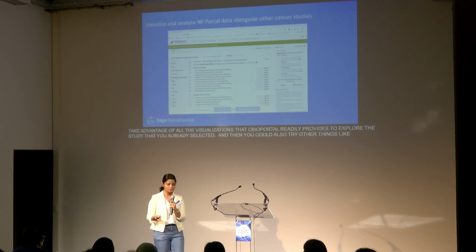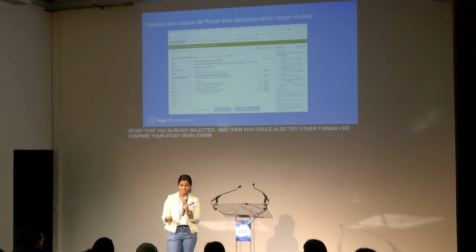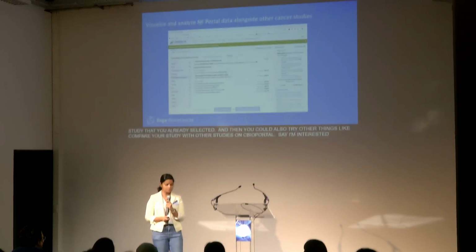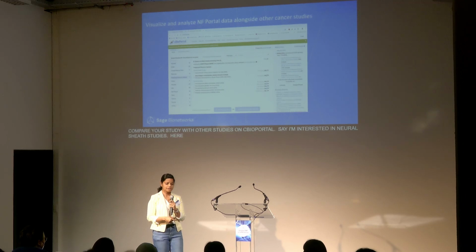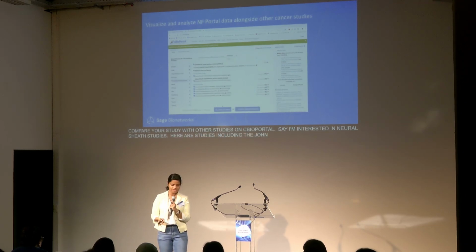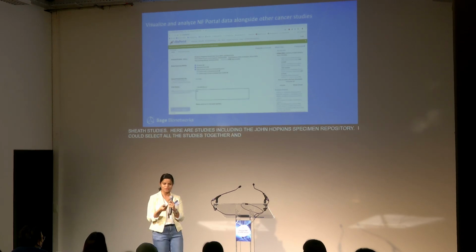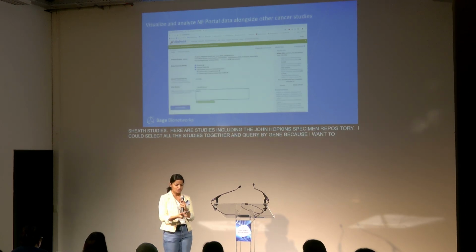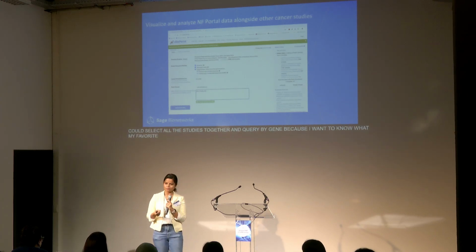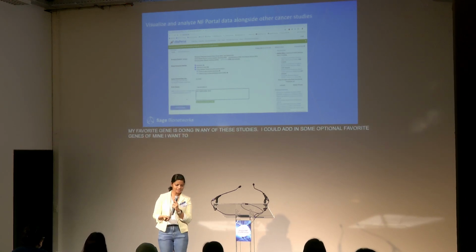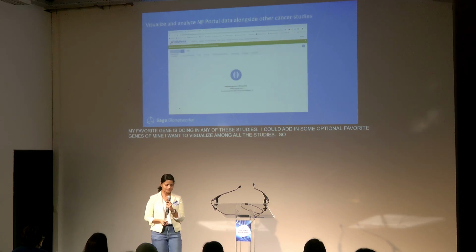And then you could also try other things like compare your study with other studies that are on cBioPortal. So let's say I'm interested in peripheral nerve sheath studies, and here is a whole list of different studies, including the Johns Hopkins specimen repository, and I could select all of the studies together and then query by gene, because I want to know what my favorite gene is doing in any of these studies. So I could add in some optional favorite genes of mine that I want to visualize among all of these studies. I add in the names here and submit the query.